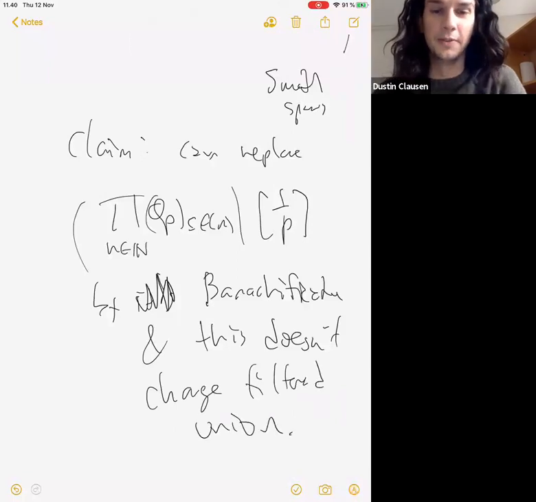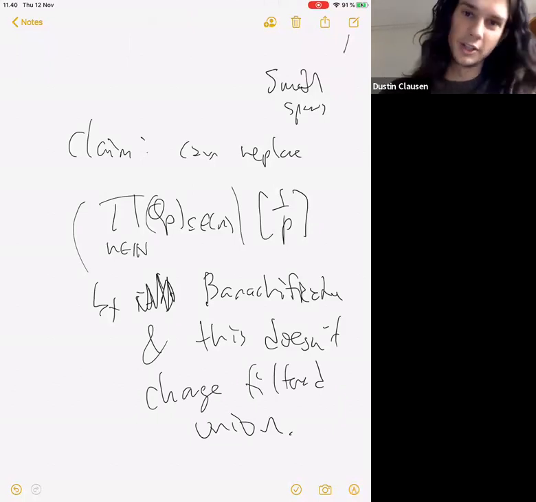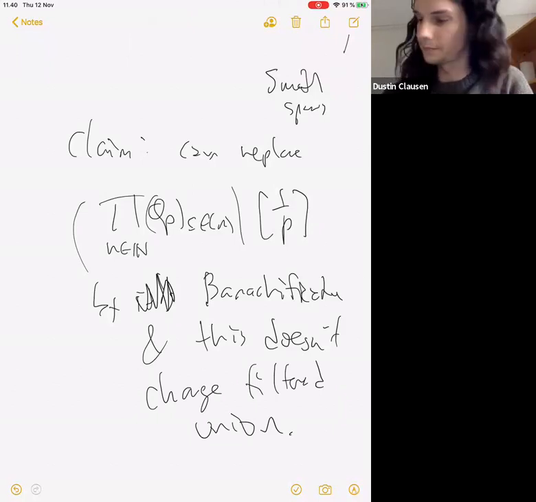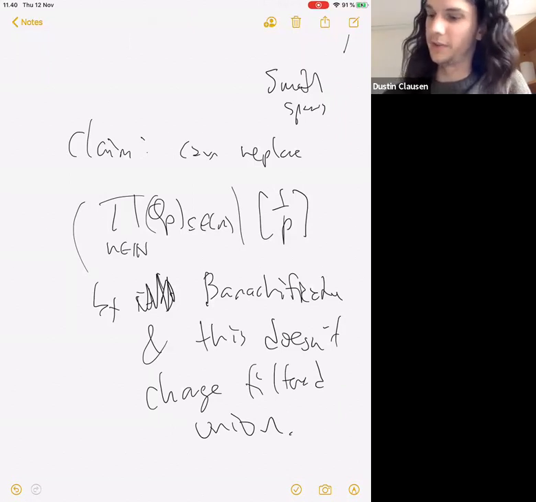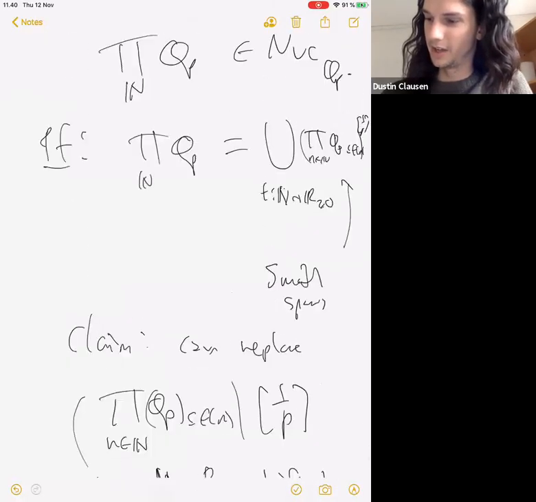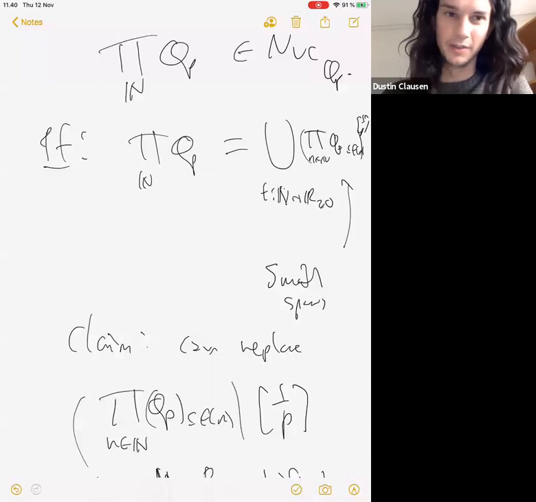So this would indeed prove that it's nuclear, because then it'll also be a filtered colimit of Banach spaces. So how do you see this? Well, first of all, I already said the Banachification is a sub-object of the corresponding Smith space. So the union of Banach spaces will be certainly contained in the union of Smith spaces. So you just need to see the reverse.